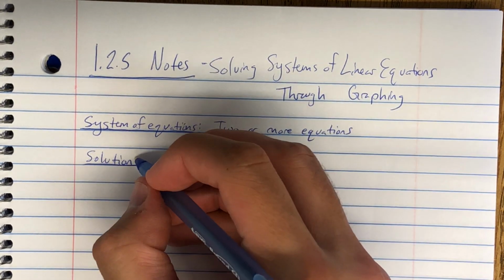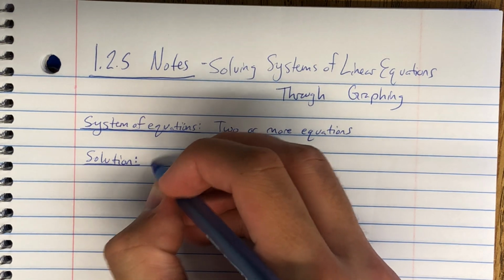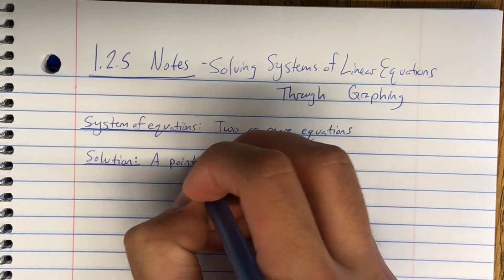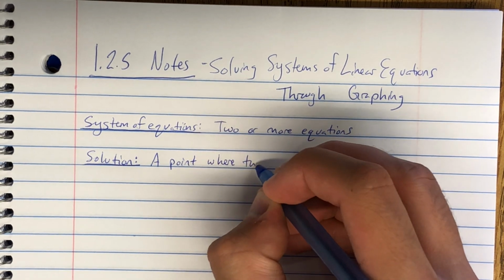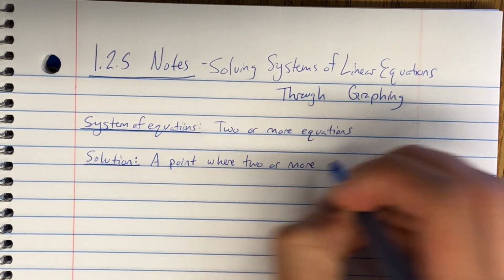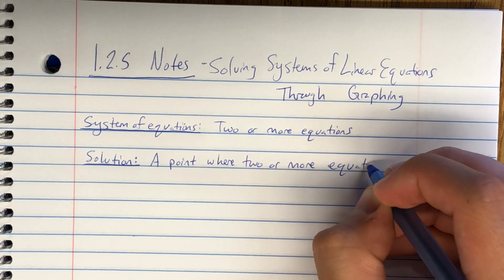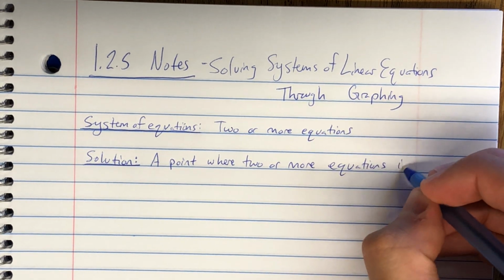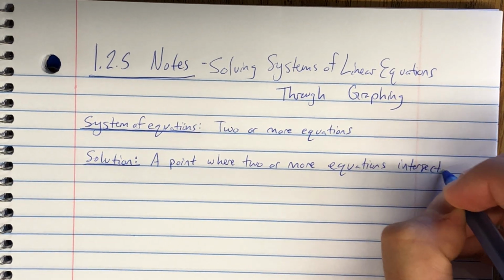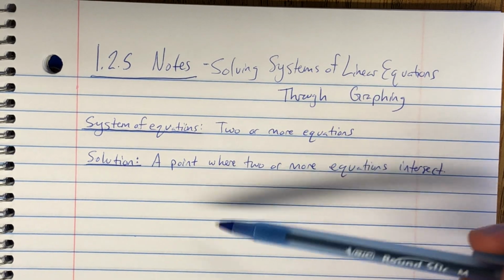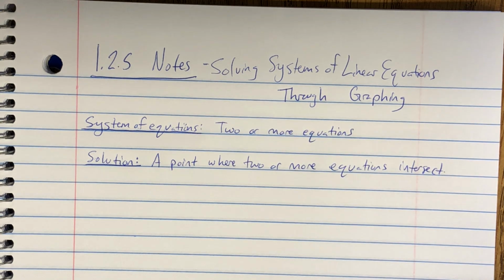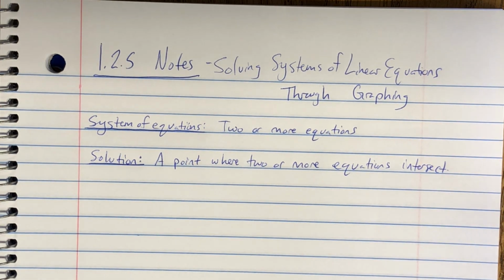And in terms of a system, a solution is defined as a point, so that's an important part, where two or more equations intersect. So whenever two lines intersect, that point we call the solution to those linear equations.